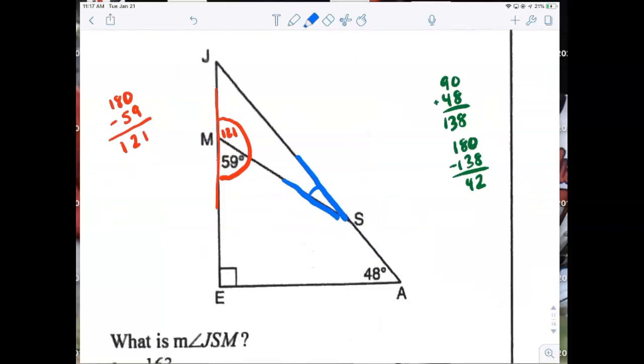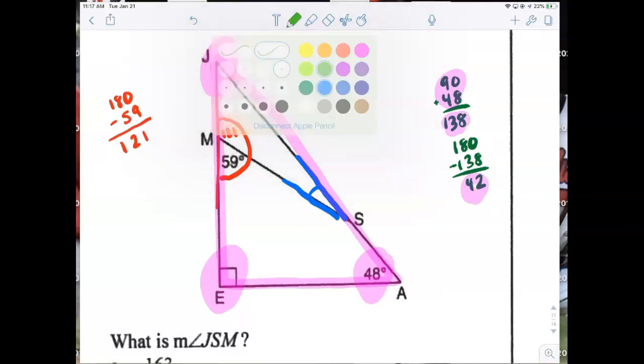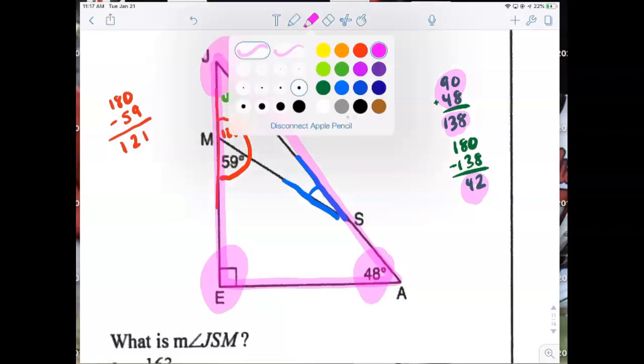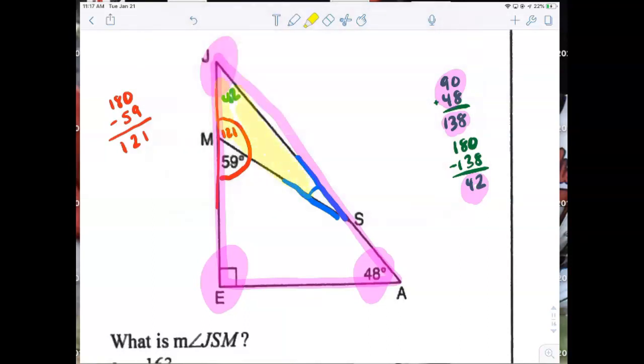Then, if you zoom out a little bit, you see this giant pink triangle. And you know two of the three angles in it. You know 90, you know 48, and you're looking for this angle up here. So 90 and 48 is 138. Take that away from 180, and you have that angle becoming 42. Now if you look at this yellow triangle, you know two angles in it, 42 and 121, which leaves you with 17 in the corner.